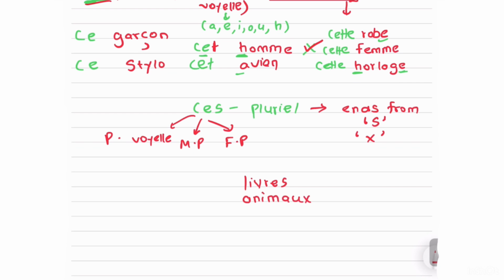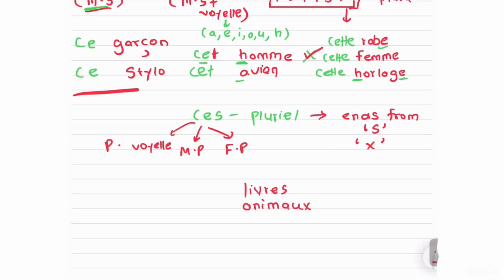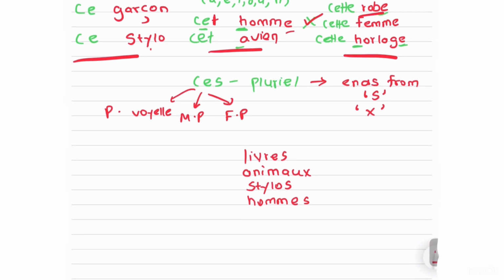Now we'll also take examples from each one of these that we have. I'll take stylo from here and write pens. So stylo, I'll make it with an S, which is men. And I'll take robe from here, that is dresses, and then add an S. So I want to say these books, it ends with S. I don't have to see whether it's masculine or feminine because it doesn't make a difference.